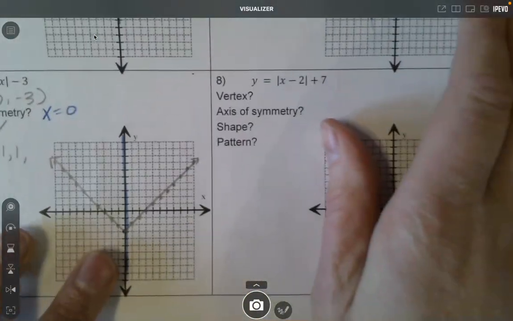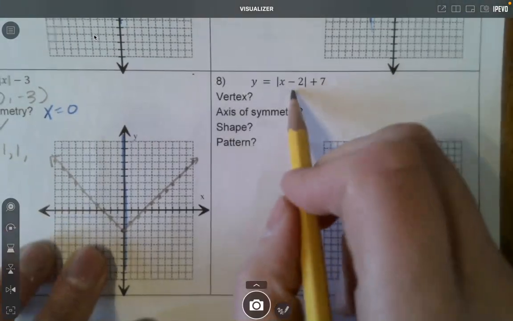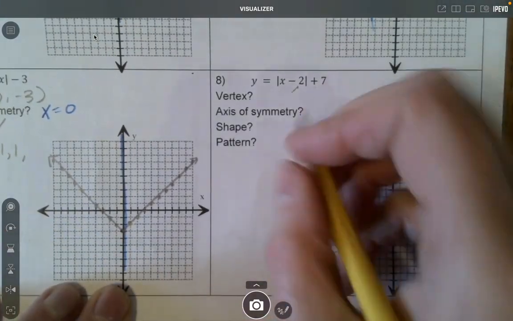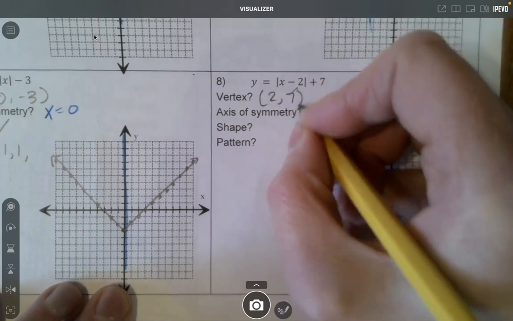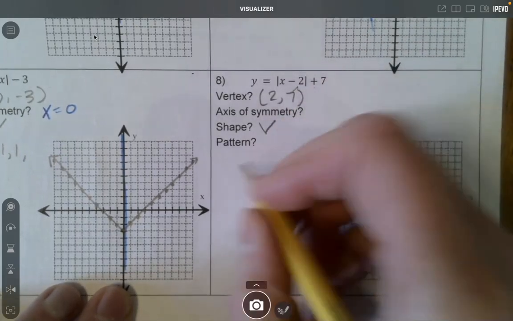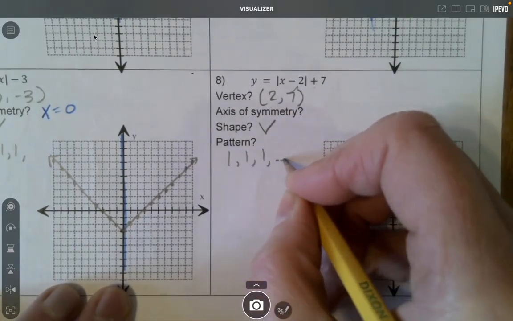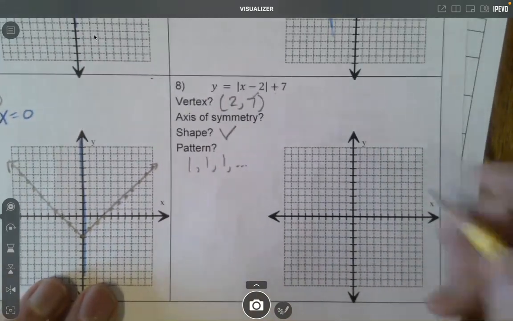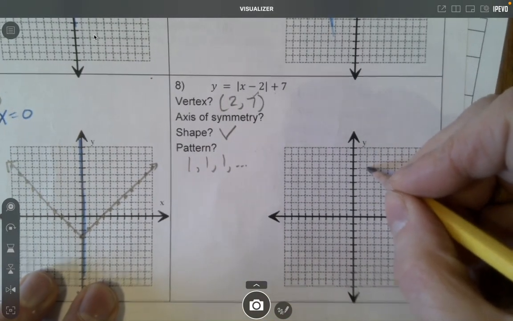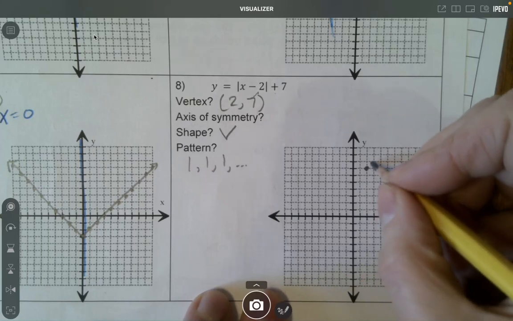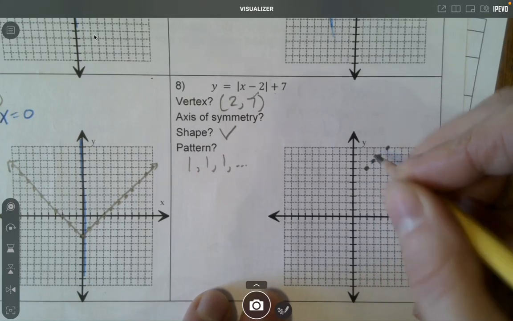And our last problem. This says an x minus 2, but it's opposite sign, same sign, so 2, 7. My shape is still a V. My pattern is still 1, 1, 1. So let's go to 2, 7, and then a 1, 1, 1 pattern.